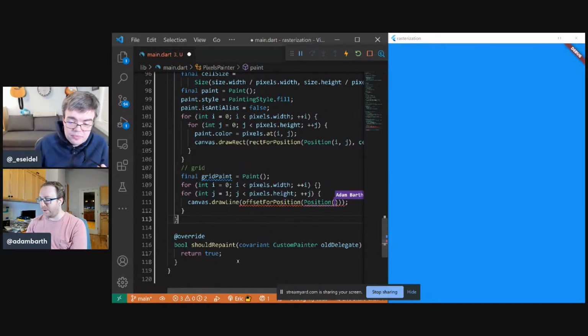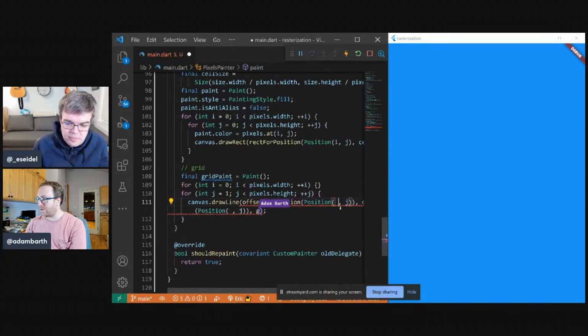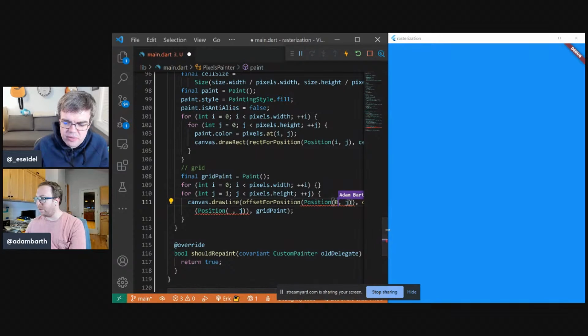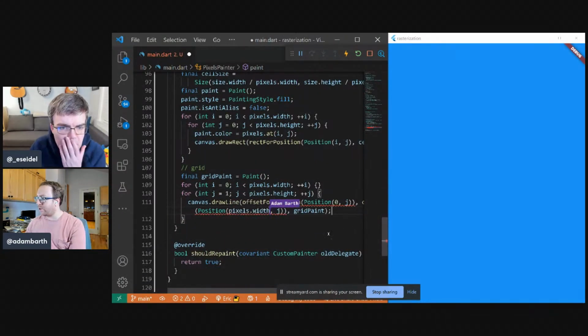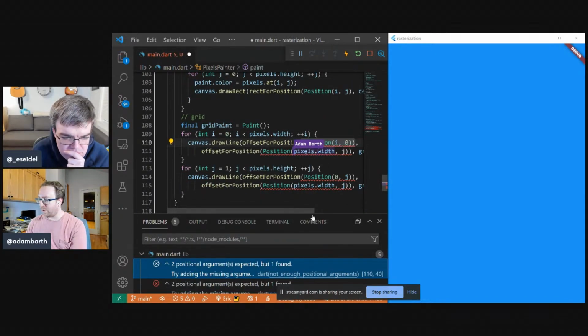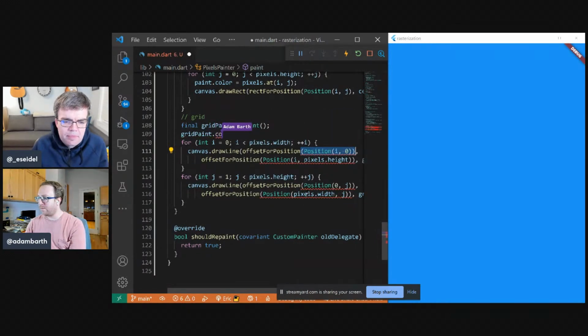So for each height, this should be something like J. This should be from 0 to grid paint. And this is 0 to size dot left, right? Or is this a size? How many do we have? We have pixels dot width, which makes sense because it's going in the X position. Looks good. Then we'll just flip this around for here. We'll put the I in the X position, 0 in the Y position, the I here and the height here. And grid paint should be light gray or something.